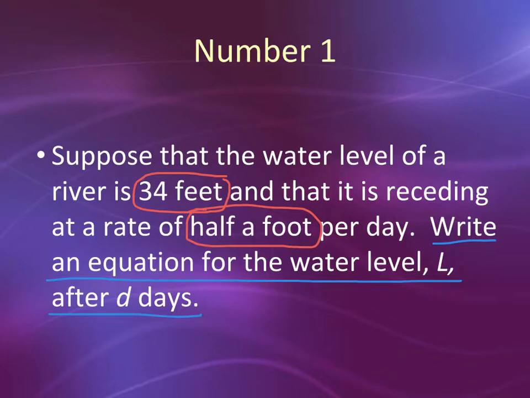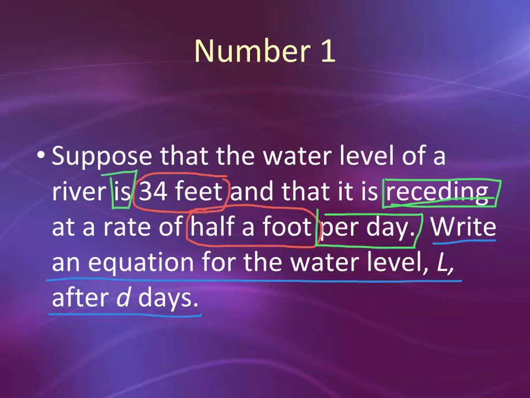And now we're going to box keywords. And our keywords are going to be per day. So that's how we know after D days. And we know that it is receding. That means it is going down. It's not going up. And we know that it is, so that's how it's starting.